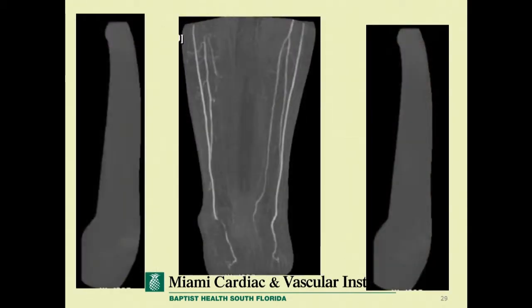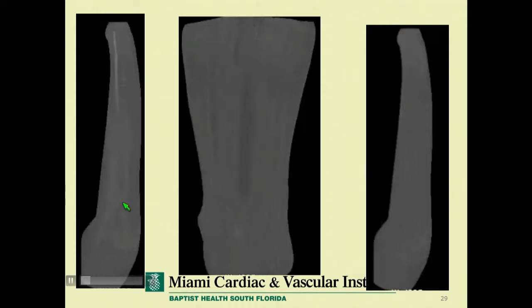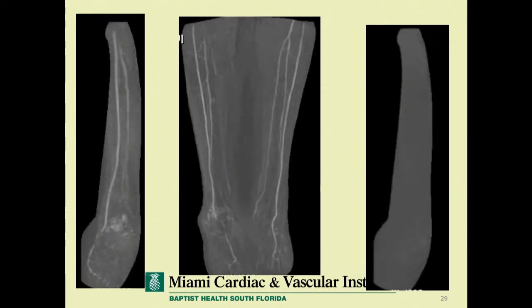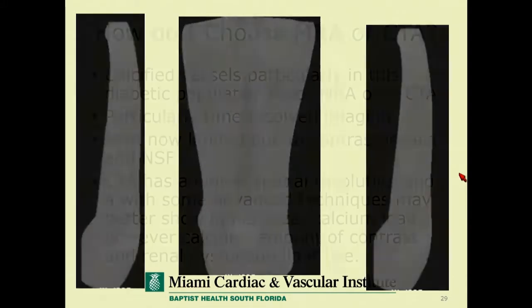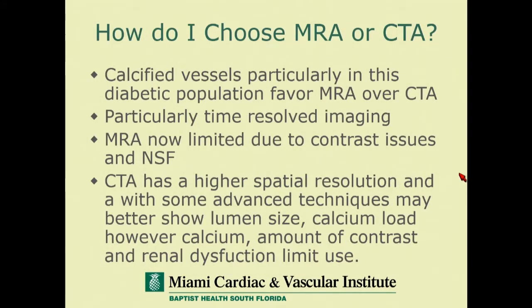So you can see these examples where you can see, as a volume of information, being able to see that tibial station, but also being able to look at tibial vessels and see what the flow is in this particular patient in the DP. So how do I choose? Calcified vessels, particularly in diabetic population, I favor MRA over CTA. So if I can get an MRA, I'll go ahead and get that.